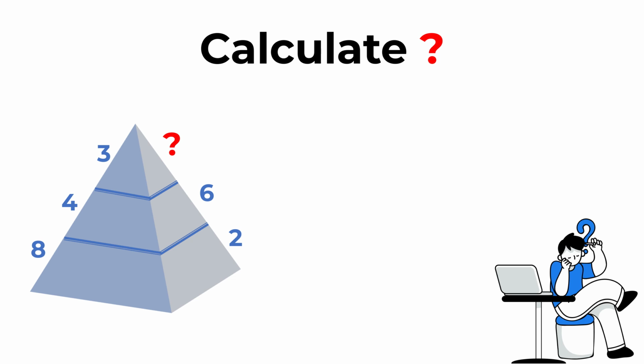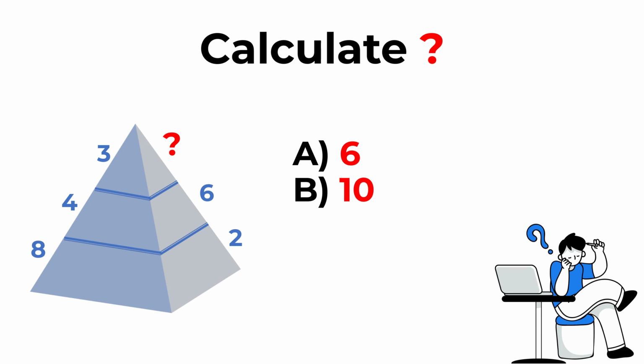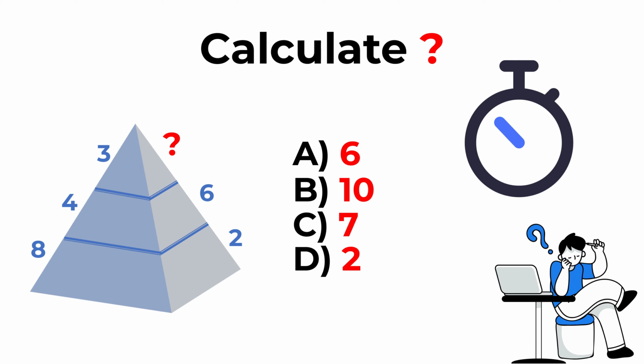And this question mark can be one of those four values. Your choice A is 6, choice B is 10, choice C is 7, and choice D is 2. Do you see the answer? Give yourself a little bit of time. For some of you, this type of question might be easy, but for some of you, it might require some thinking. So feel free to pause this video to see if you can come up with the solution. Ready or not, let's go ahead and get to the correct solution together.